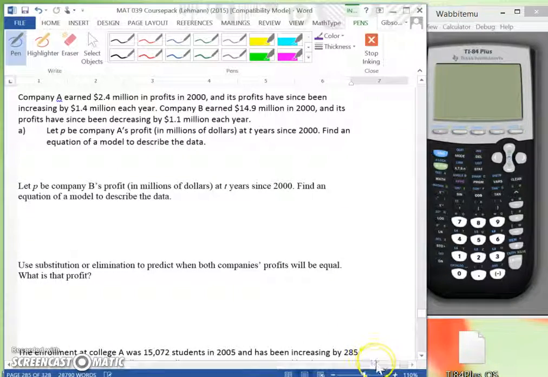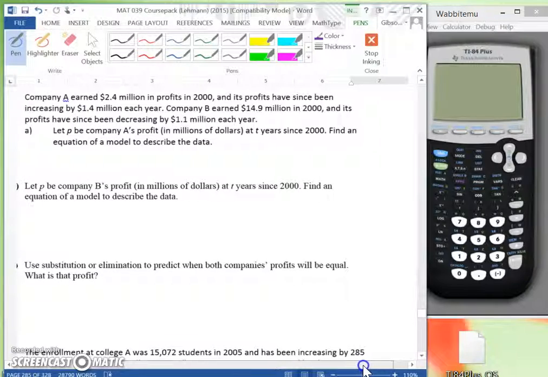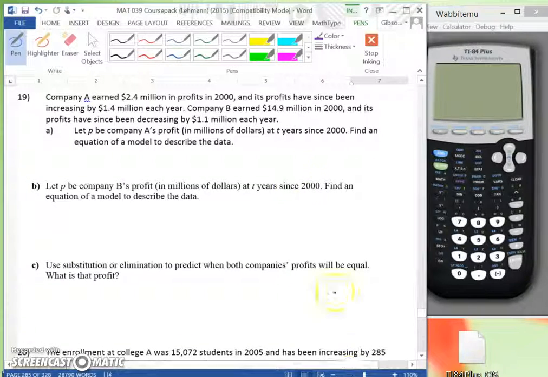Now with problem 19, it states this. Company A earned $2.4 million in profits in 2000, and its profits have since been increasing by $1.4 million each year. Company B earned $14.9 million in 2000, and its profits have since been decreasing by $1.1 million each year. Let P be Company A's profit in millions of dollars at T years since 2000. Find an equation of a model to describe the data.